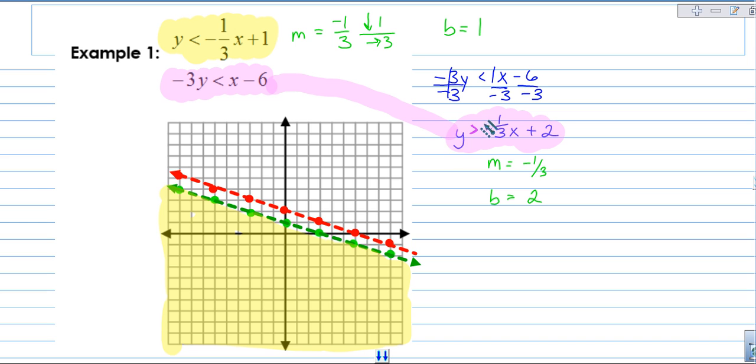And if you'll look, this one has the y's are greater. Okay? Greater things go up because we're basing it off of y. So this is the greater side.